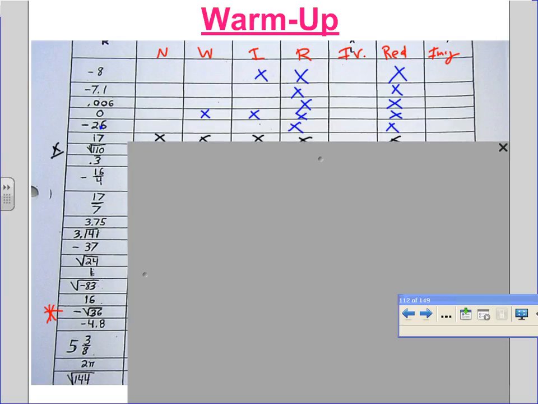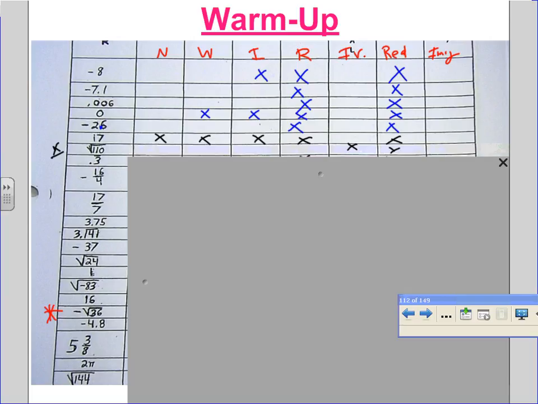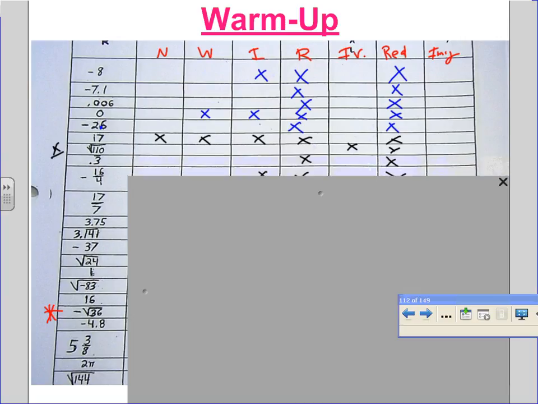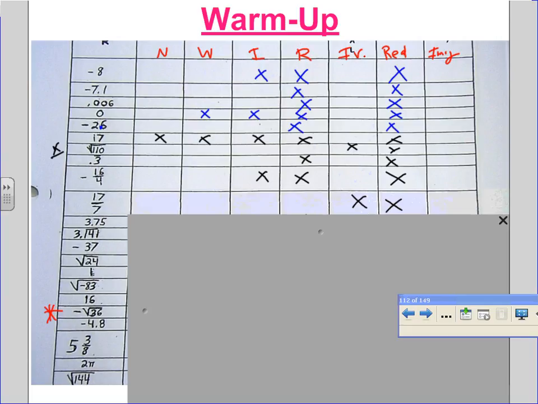Geo, square root of 110. Good, irrational and real. 0.3 repeating. Alexis? Good, rational, real. -16/4, Abigail. And? Good job. And integer, because -16/4 is really -4. Okay, David, how about 17/7? Good, rational, real, and I ignore this. Rational, real.